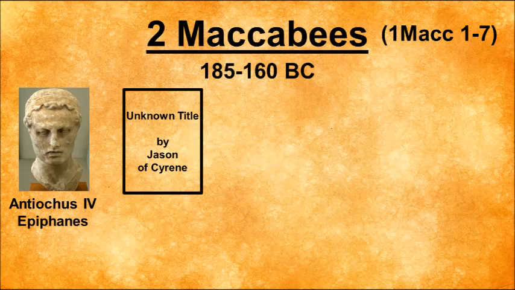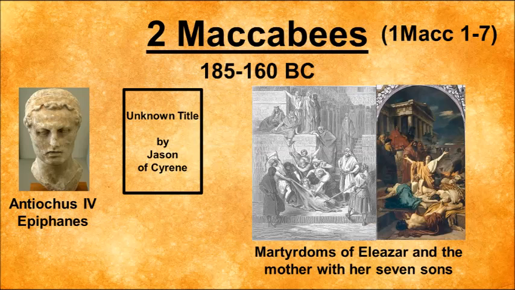chapters 6 and 7. These famous chapters are about 2 of the many martyrdoms of the Jews who willingly died horrific deaths during the genocide of Antiochus Epiphanes in 167 BC. One was an elder named Eleazar, and the others were 7 brothers and their mother.